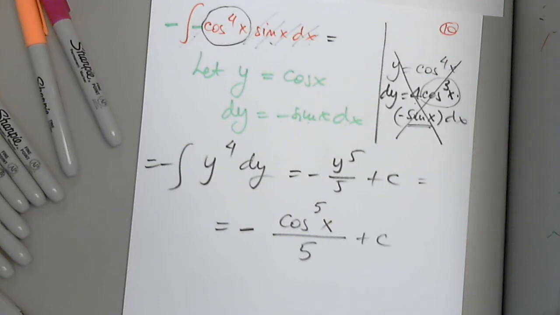Yes, Ricky? I have the negative from the front. I copied it. So when I integrate y to the fourth, I have to increase the power by 1 and divide by that number. So the integral of y to the fourth is y to the fifth over 5. Yes, I have to replace y by what I used in the function, cosine.